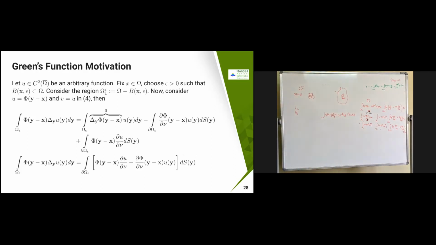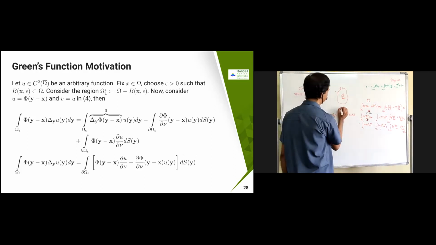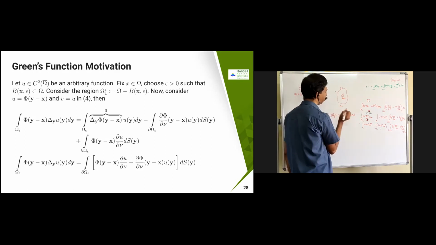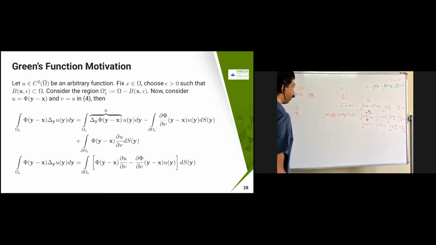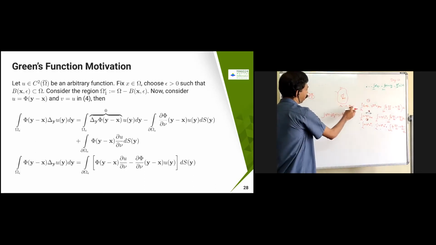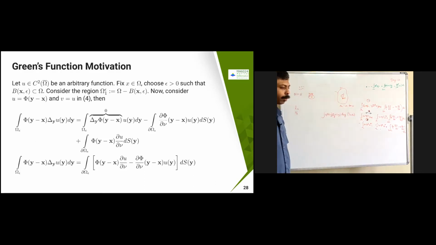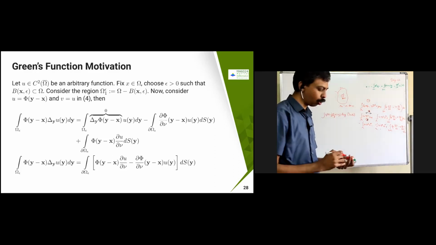What we are going to choose is some omega epsilon. This of course we did many times. So omega epsilon is nothing but omega minus p of x comma epsilon. In that region this is going to be valid, because it is not going to have any trouble at all. Whatever we prove for this one is going to be valid, whereas when epsilon tends to 0 we are going to get some trouble, so only at that place we are going to deal with it.